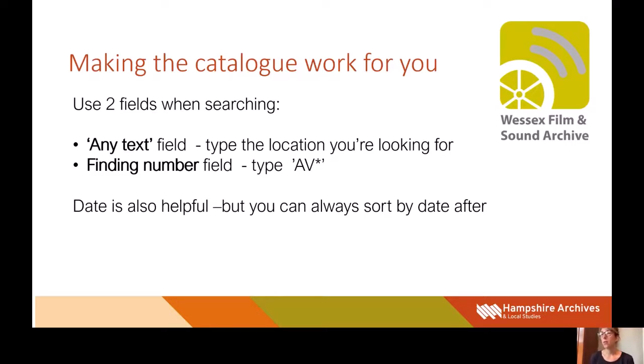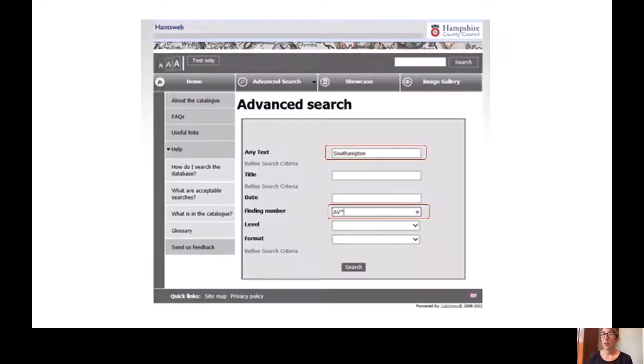The date can also be helpful, but you can always sort by date once you've got some results to work with. So here we are, I'm suggesting you put in any text, which is highlighted in the top there, and then the finding number field, I'm suggesting you use AV and an asterisk.